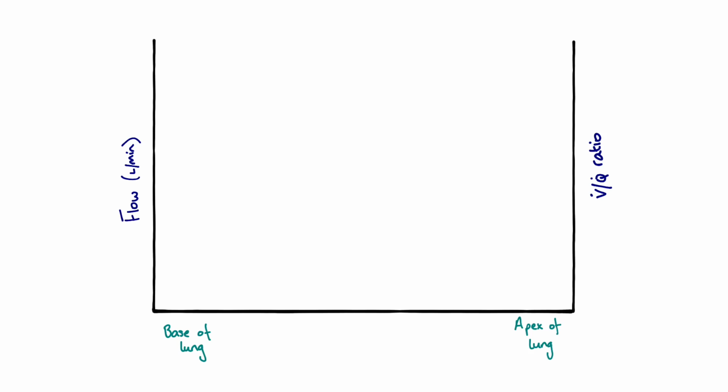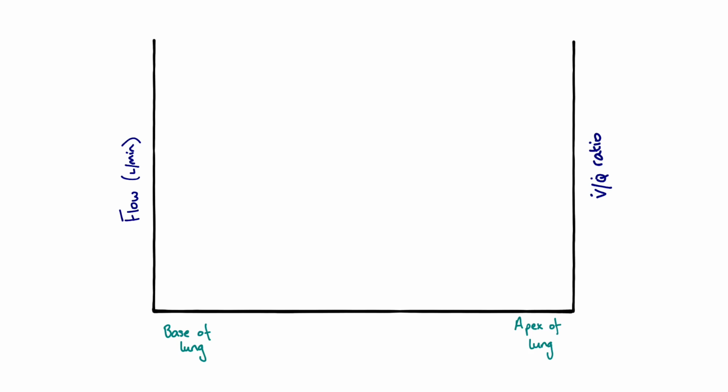So if we explain our axes first of all, on the y-axis we've got flow in litres per minute, which will be relevant for both ventilation and perfusion. And on the x-axis we've got change in area of the lung. So we start at the bottom of the lung at the base here, and as we go from left to right we end up at the apex of the lung.